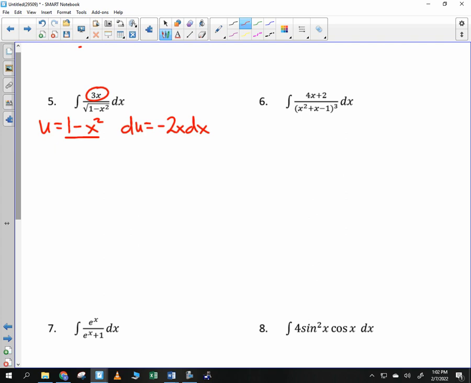So how do I get a 3 there and not a negative 2? Divide by negative 2 and multiply by 3. I like that idea. Let's divide by negative 2 and multiply by 3.